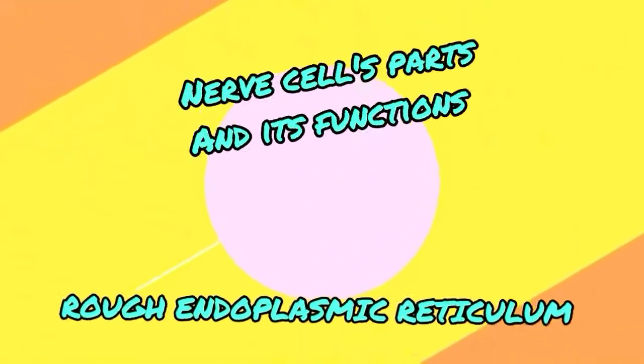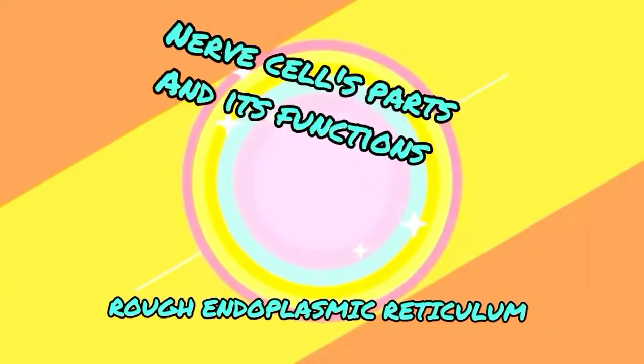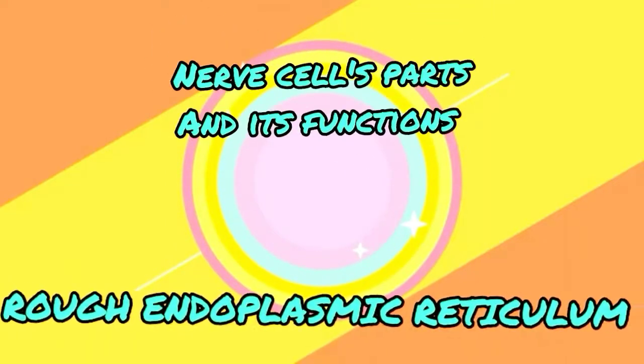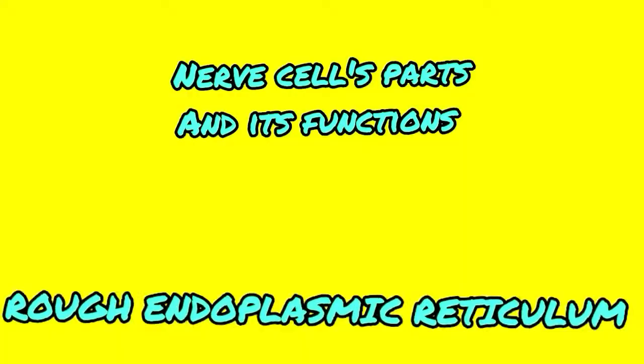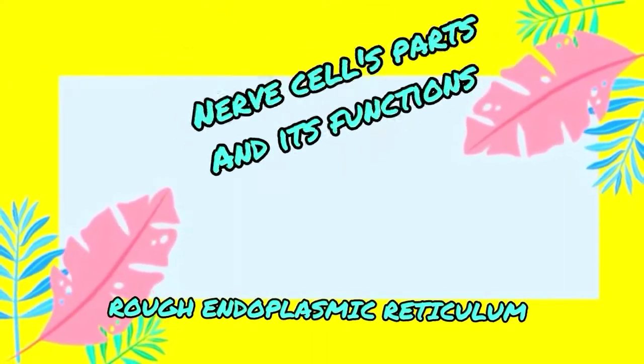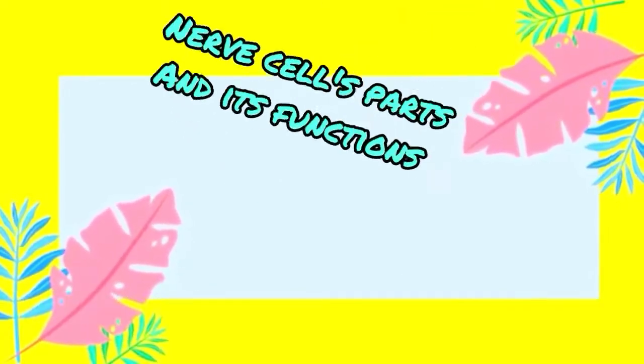Rough endoplasmic reticulum. Rough endoplasmic reticulum is covered with ribosomes, the site of protein synthesis. Proteins produced within rough ER will be exported outside of the neuron, used within the cell to guide the production of neurotransmitters, or used within the plasma membrane of the neuron.